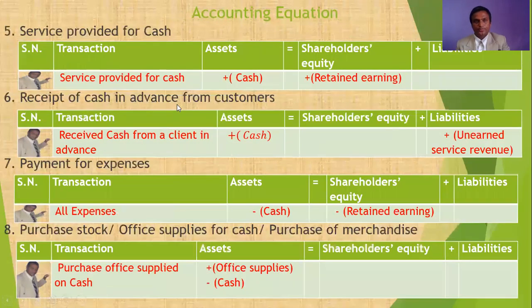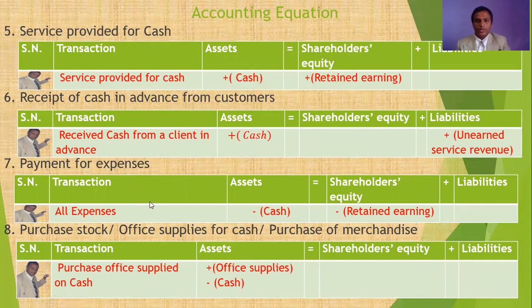Next, number 5, service provided for cash. Service provided means service revenue. For cash, what's coming? Cash is coming. Service revenue, sales revenue is income. Cash income: cash is an asset, so assets increase and correspondingly shareholder equity increases.